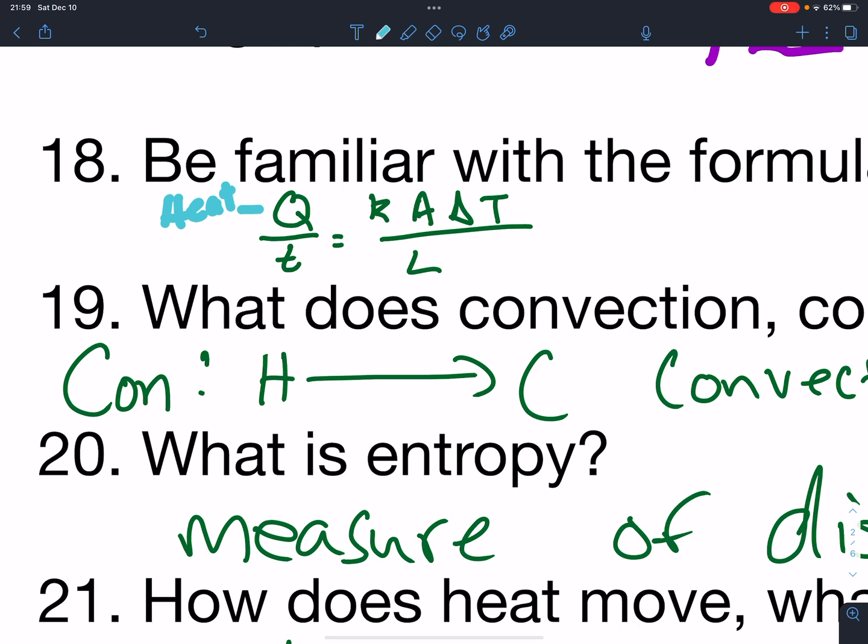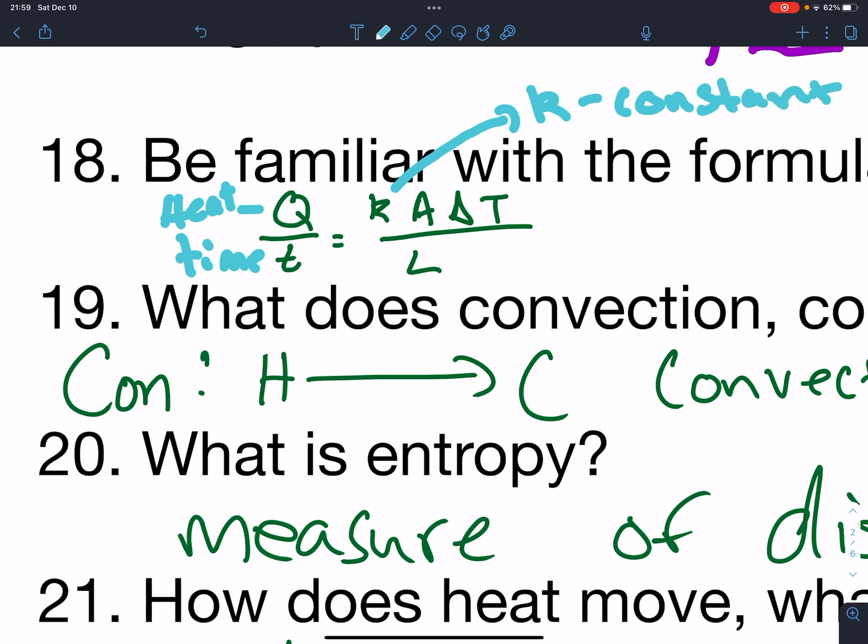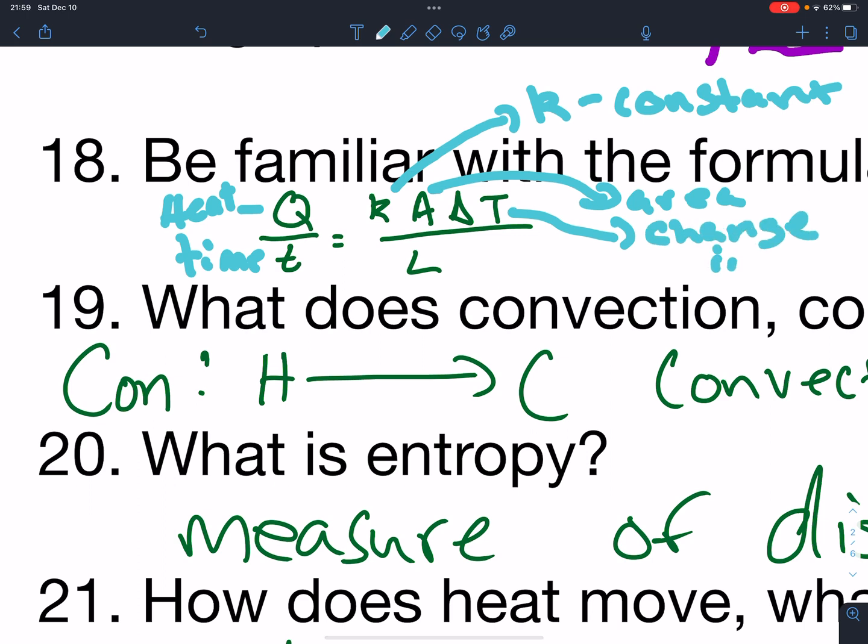Heat, time, and this is the rate of heat flow. You might see this listed as flow of heat, or heat flow. I'm trying to figure out how else they would say it. Rate of heat exchange. All right. This is a K, and it's a constant for a given substance. So every substance is going to have its own conductivity constant. This is the area, and this is the change in temperature. And finally, this is the length that you are trying to transmit the heat down.